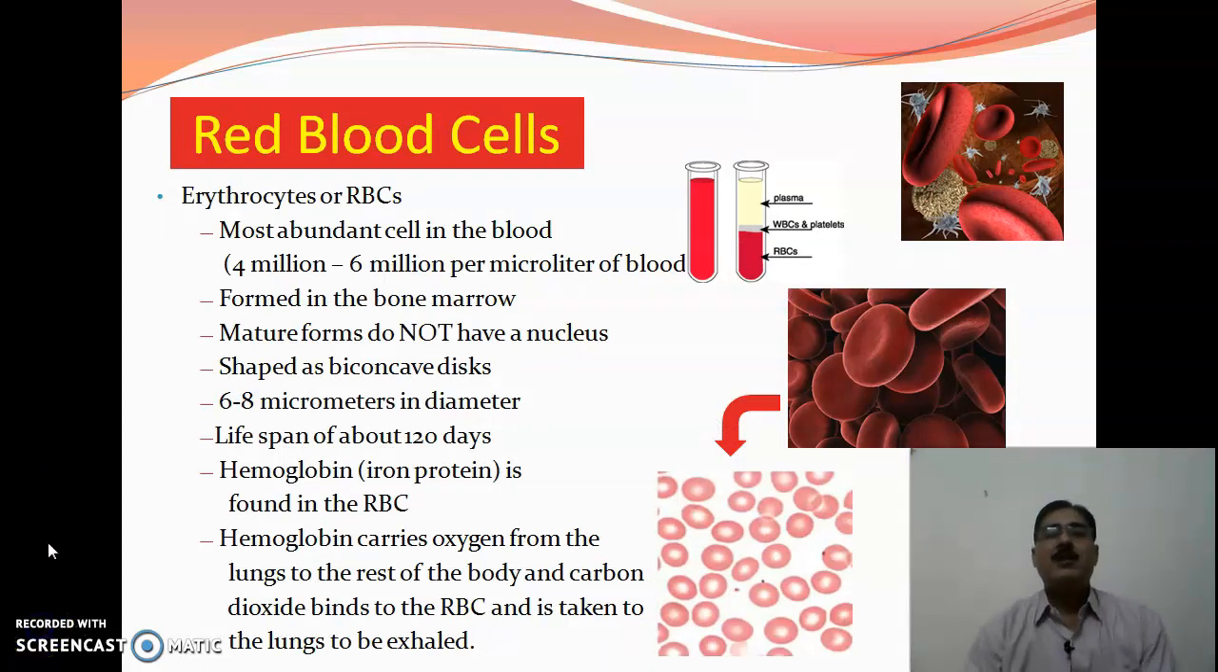Now we will discuss the different types of blood cells one by one. First, the erythrocytes or the red blood corpuscles.